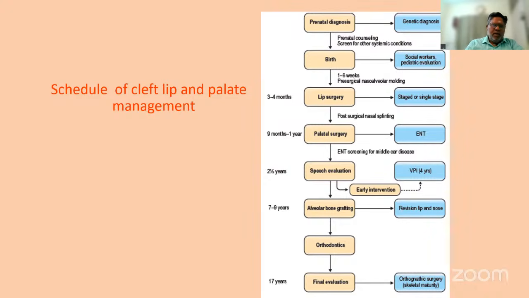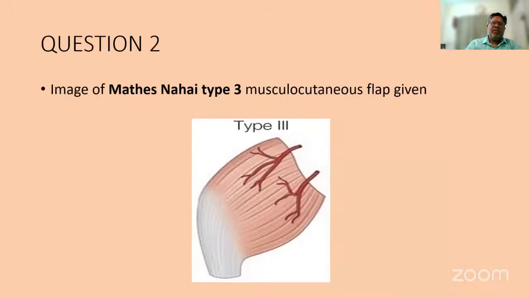At 7 to 9 years, before the eruption of the canine tooth, the alveolar cleft is corrected, mostly with a secondary alveolar bone grafting. Orthodontic correction is done later, and by 17 years, orthodontic correction is completed.